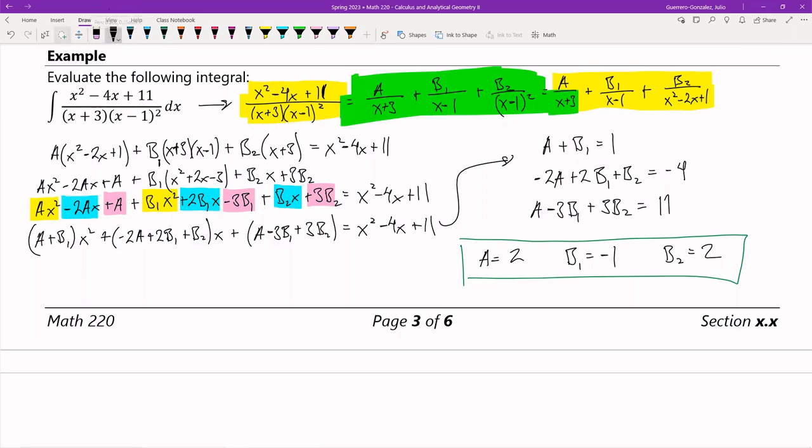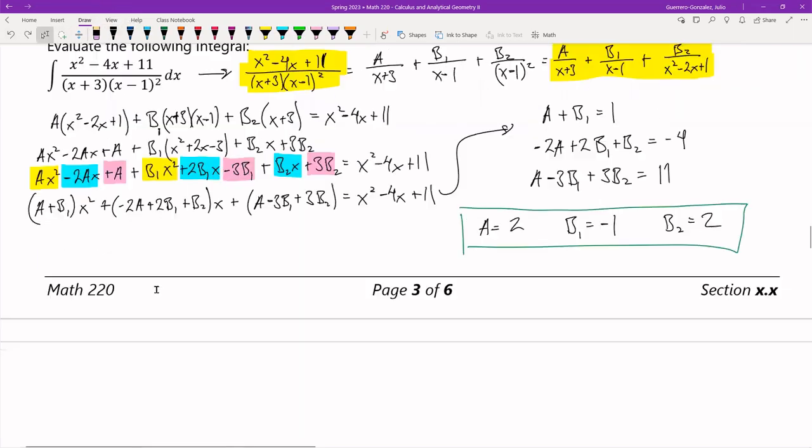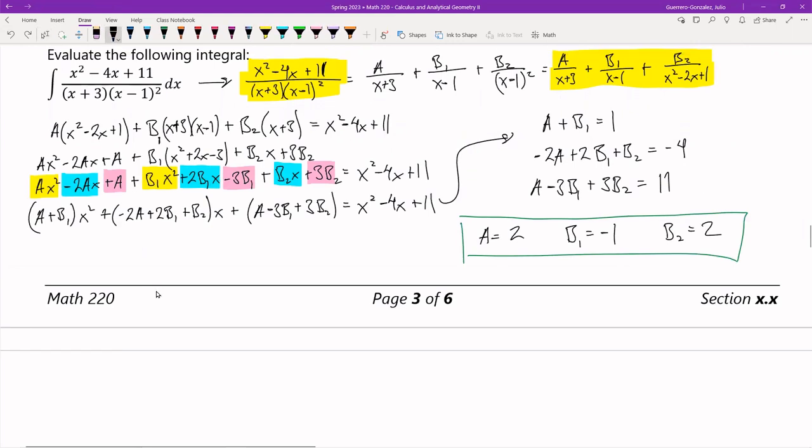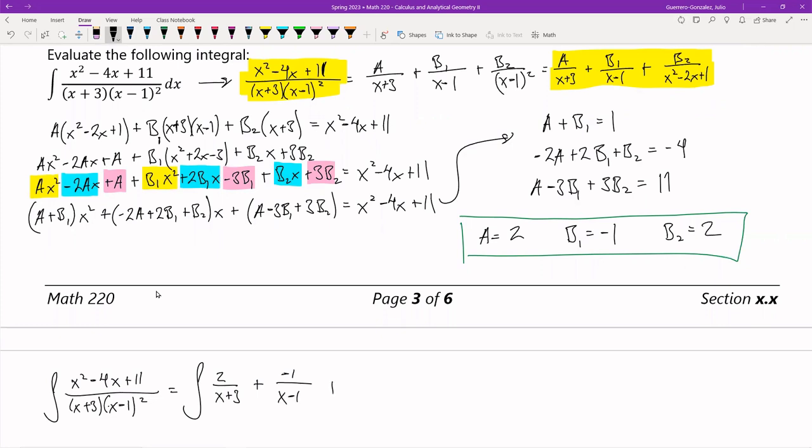And that's exactly what we're going to do. So what we get now is this: the integral of x squared minus 4x plus 11 all over x plus 3 times x minus 1 quantity squared is equivalent to the integral of 2 over x plus 3 plus negative 1 over x minus 1 plus 2 over x minus 1 quantity squared, all of that closed up, dx.